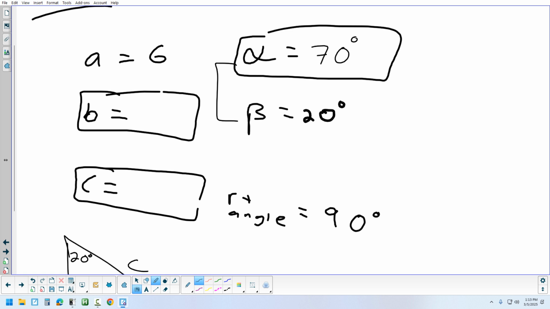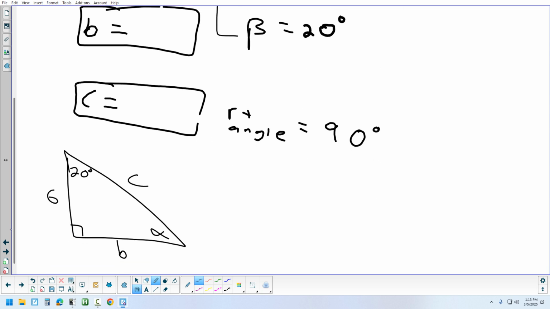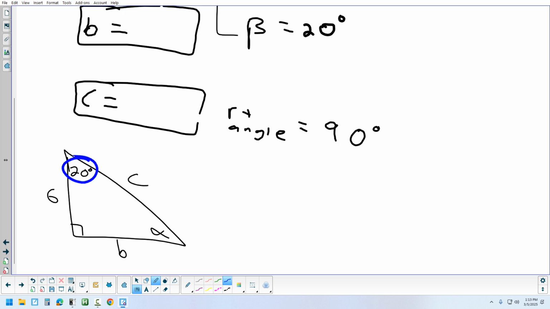Now, we have a choice when we start solving for the other sides. Are we going to do everything from alpha or from beta? Beta. Why beta? It's given. Because it was given. Yep. So I'm going to circle the two pieces of information that were given. I'm also going to label my sides. So everything is from the 20.